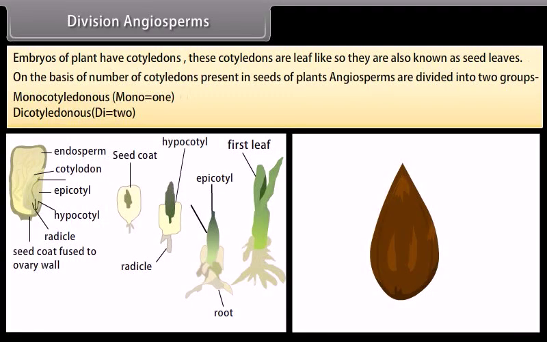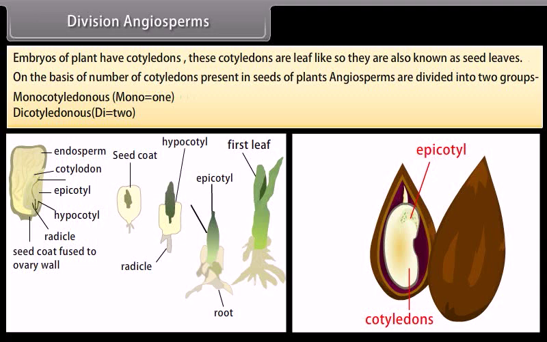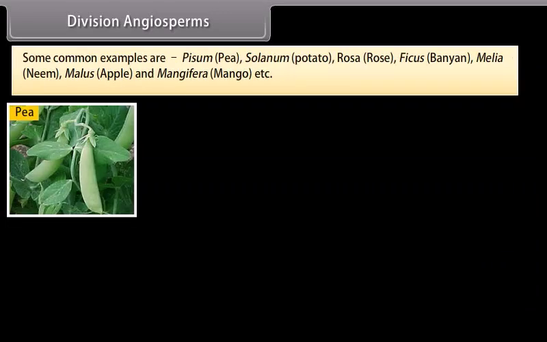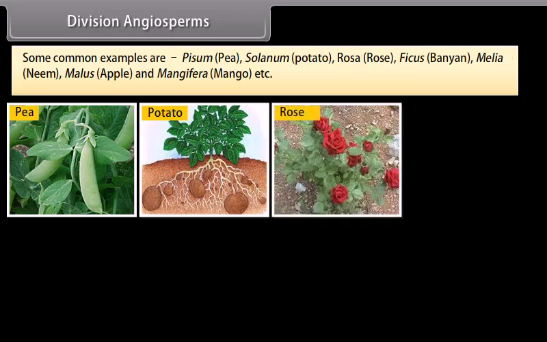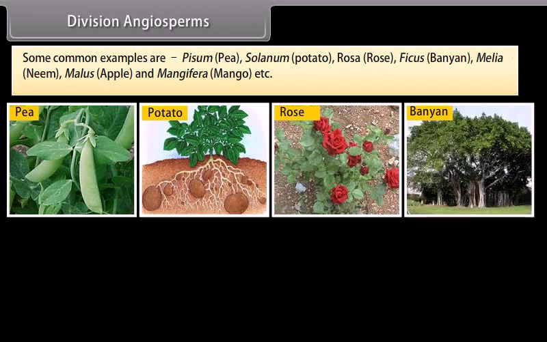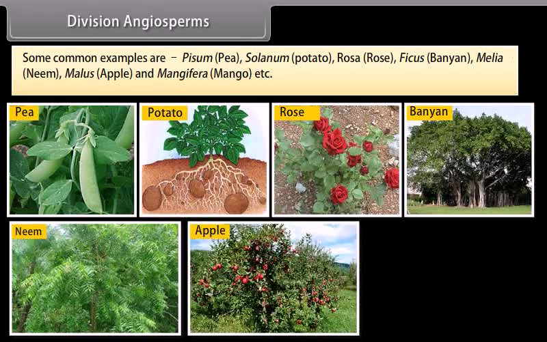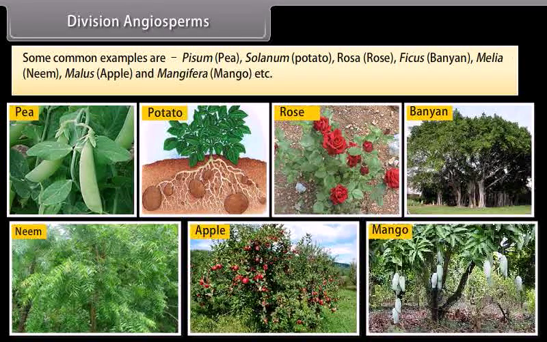On the basis of the number of cotyledons present in the seeds of plants, angiosperms are divided into two groups: monocotyledonous, mono is 1, and dicotyledonous, di, which is 2. Some common examples are pisum, pea; solanum, potato; rosa, rose; ficus, banyan; melia, neem; malus, apple; and mangifera, mango, etc.